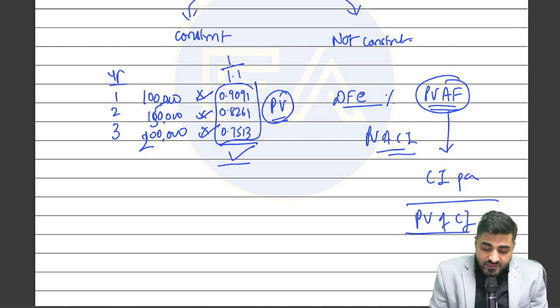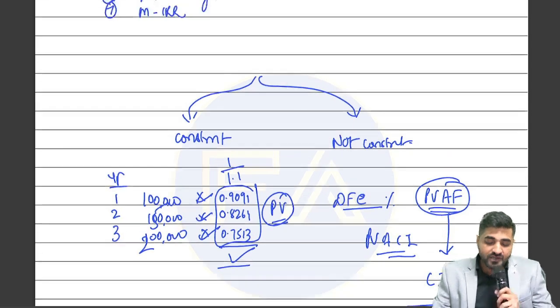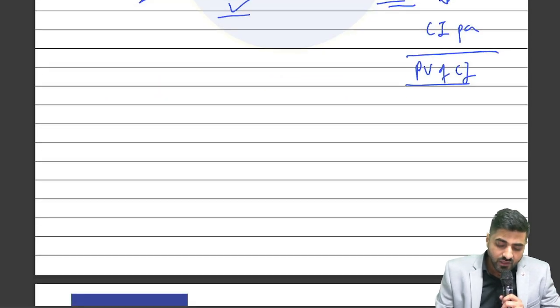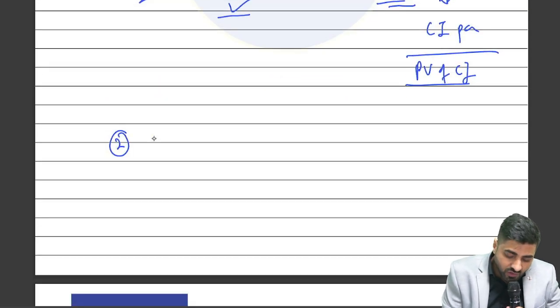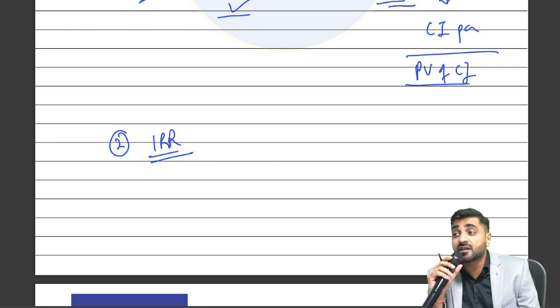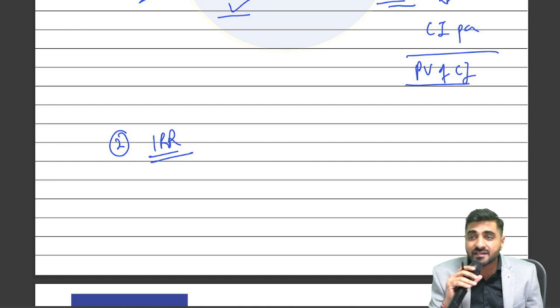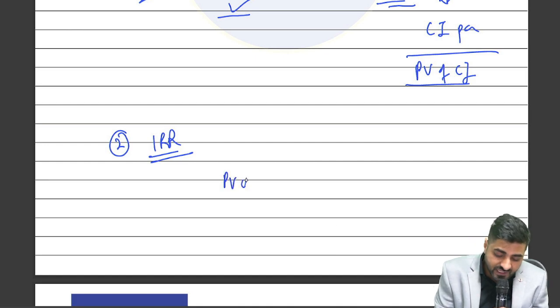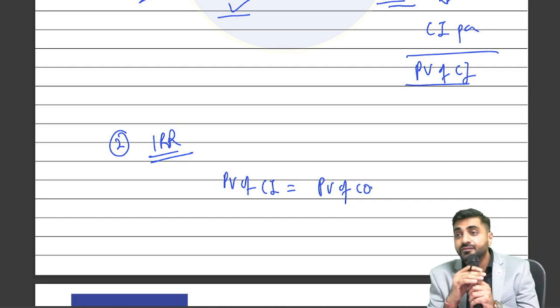Now, my dear students, you are also aware that there is something called IRR, internal rate of return. What is internal rate of return, beta? Internal rate of return is that particular discounting factor at which your NPV is 0. It means that your PV of CI should be equal to PV of CO.